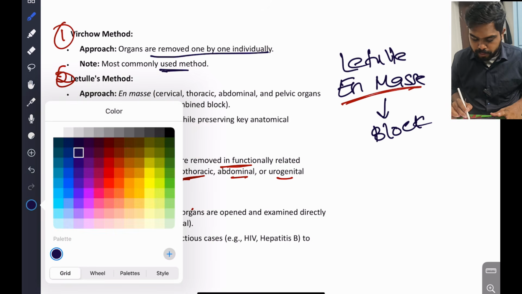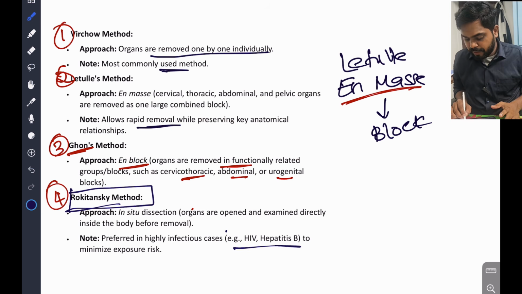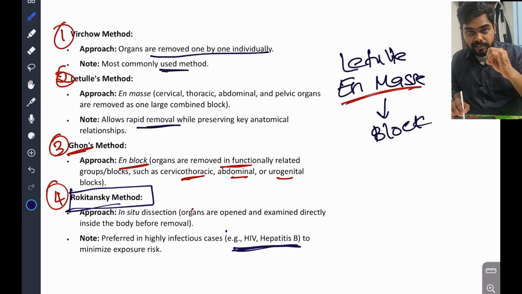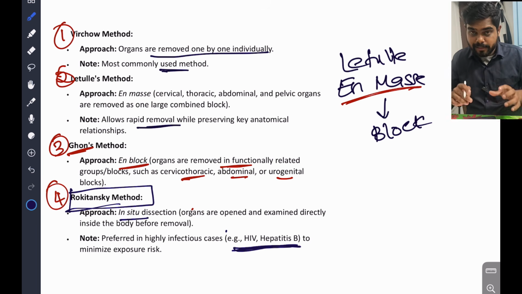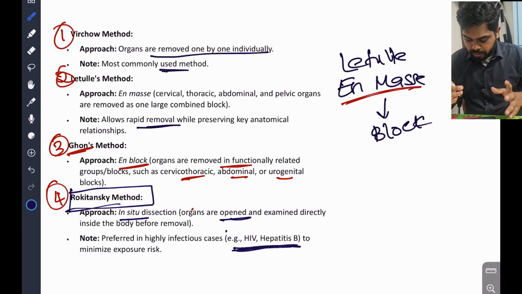And a very high-yield one is the Rokitansky method. This is already asked and has potential to be asked again. In Rokitansky method, if there is an infectious disease like HIV or hepatitis B, we have to go for this autopsy method to minimize exposure risk. This is an in situ dissection, not ex situ, it's important. Organs are opened and examined directly inside the body before removal. So here we minimize exposure, especially if we suspect a disease like HIV or hepatitis B in that individual, we have to go for the Rokitansky method.